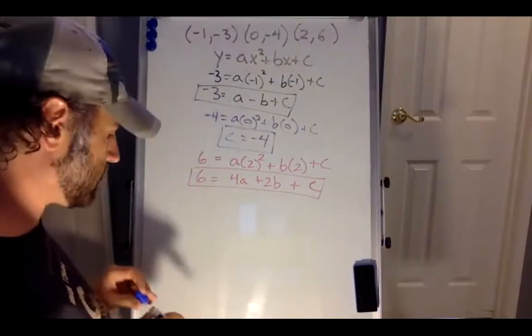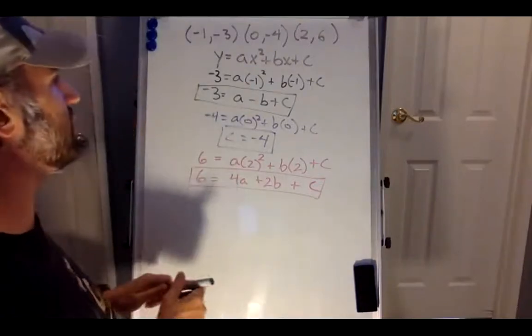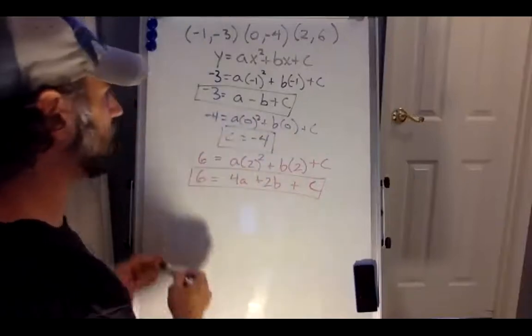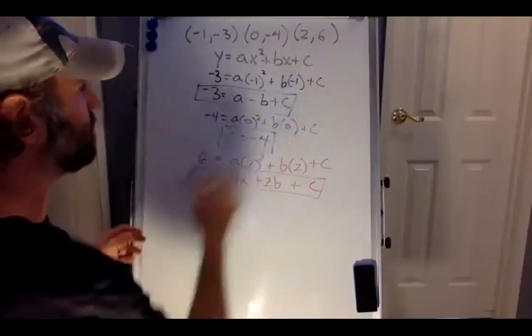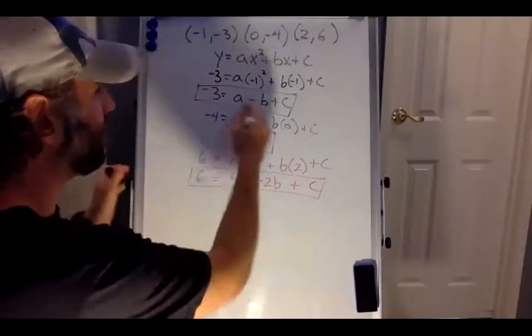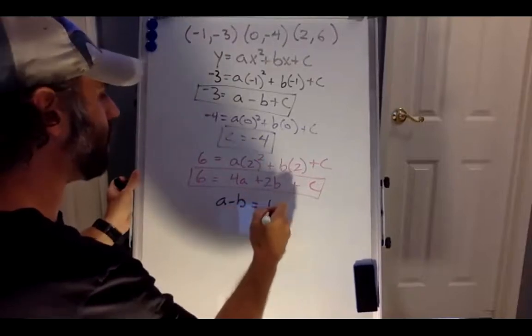Okay, so let's do that. Now is where I'm going to plug in the C. I'm going around in circles. So if I plug in C is -4 here, and then I add 4 to both sides, I'm going to get A minus B is equal to 1.